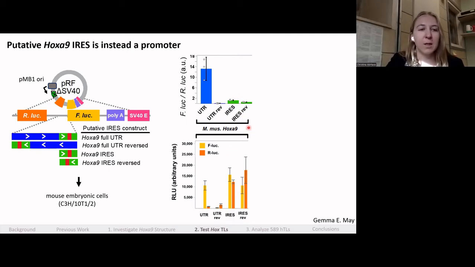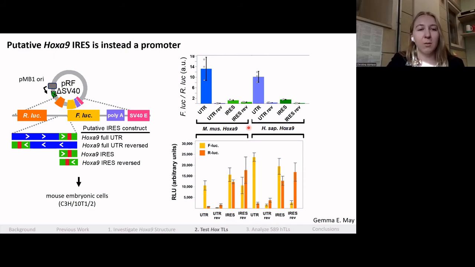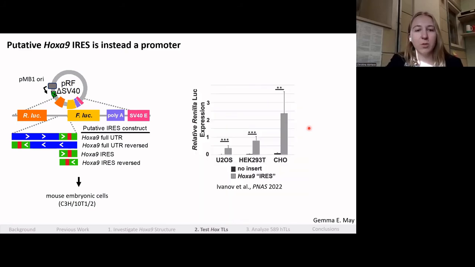We also ran these experiments with the human HOXA9 transcript leader and came to the same conclusion, where the transcript leader and IRES region had independent promoter activity. And we're not the only ones to show this. Earlier this year, the Dever and Green labs showed that the HOXA9 transcript leader induced expression in mammalian tissue culture. So this is again the bicistronic reporter assays.